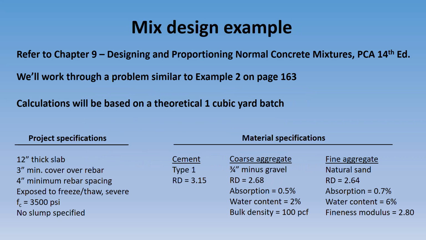So we're going to go through a mixed design example. This is out of Chapter 9 in that Designing and Proportioning Normal Concrete Mixtures chapter of the PCA book. It's very similar to example number 2 on page 163. I did change one little specification so that we can use one of the tables slightly differently, but for all intents and purposes, we're working through example number 2.